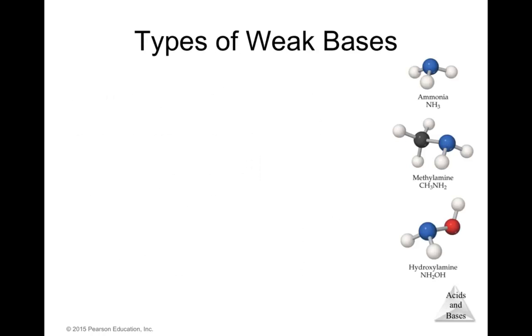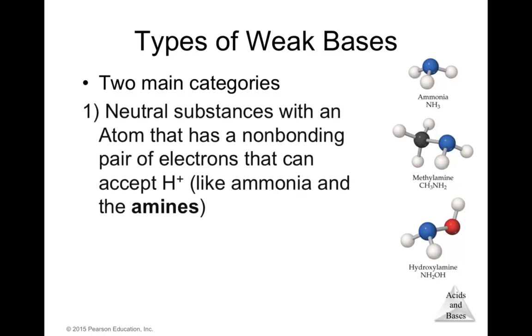We have different types of weak bases. Two main categories are the neutral substances with an atom that has a non-bonding pair of electrons that can accept protons. This is like ammonia and the amines. In this case, we have species that just bind the proton because they have a non-bonding pair of electrons available. Most of the time, it's compounds with nitrogen. Nitrogen has a lone pair that can attract or bind a hydrogen, a proton. So all those nitrogen species basically are weak bases.